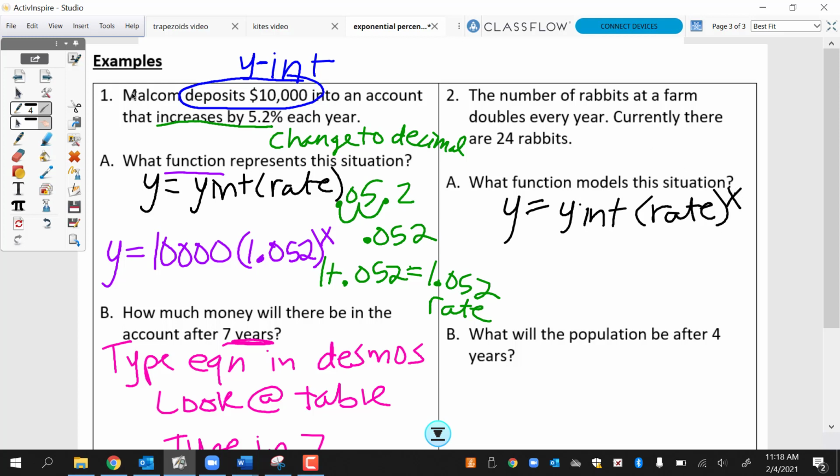Okay, so I'm looking for my y-intercept. That's my starting number. So what did they say? What number of rabbits are we starting at? It says currently there's 24 rabbits. So that's going to be my y-intercept. Okay. And my rate, how are my numbers changing every year? Well, it says the number of rabbits doubles every year. Is that a percent? No. So it's not a percent. So don't make it a decimal.